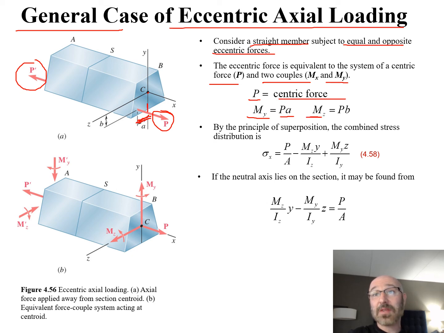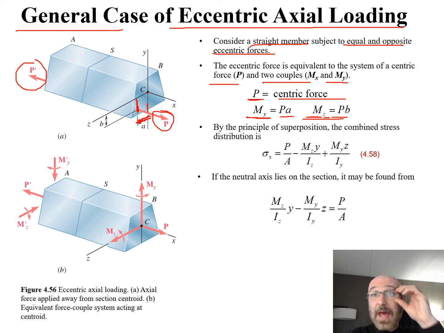And our M sub Z is going to be that same load P times this distance B, which goes up to our Z axis right there. So that's where we come up with those moments from that centric force P and their perpendicular distances back to both our Y and our Z axis. So that gives us our M sub Y and our M sub Z for our moments.